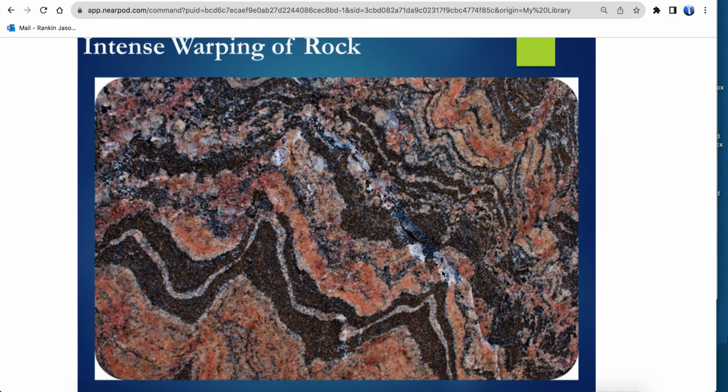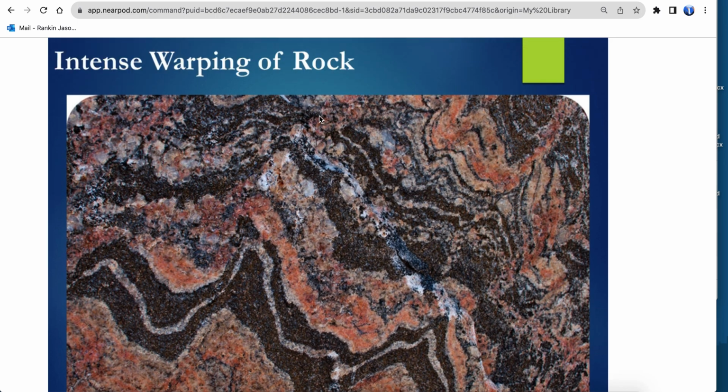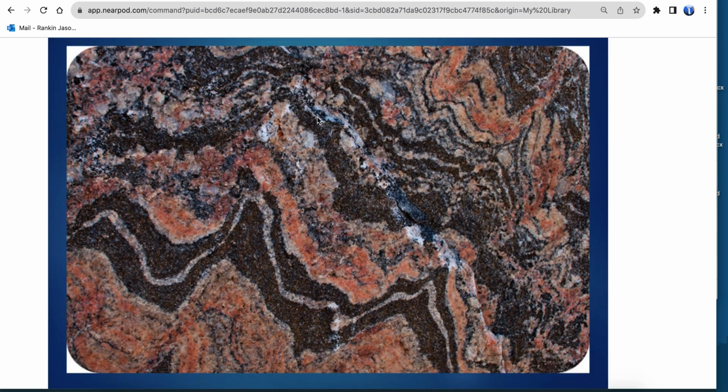All right, here is some intense warping of rock. So we see these layers, right? Almost like peaks and valleys going across. If this was a graph, like a graph line, here's your y-axis, here's your x-axis, almost like a cyclic looking graph. But this is some intense warping of rock. This is banding. Special type of rock.